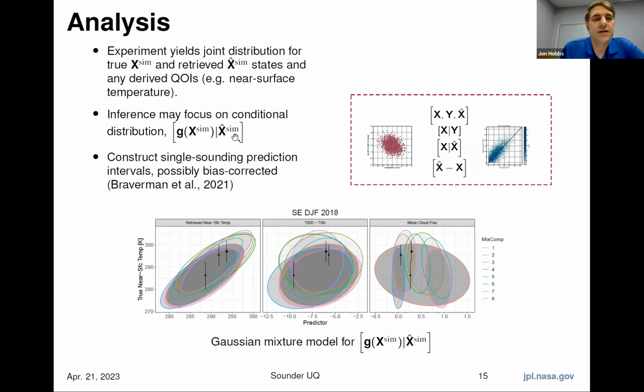So we may be interested in this point here. We may be interested in a specific function of the true state. In fact, in what I'll show in the remainder of the talk, we're interested in a specific scalar function, which is the near surface air temperature. I'm illustrating that joint distribution in some bivariate slices at the bottom of the slide. In these three panels, the near surface temperature true state that we're interested in is on the y-axis, and we're looking at its joint distribution with other quantities in the retrieved state vector.